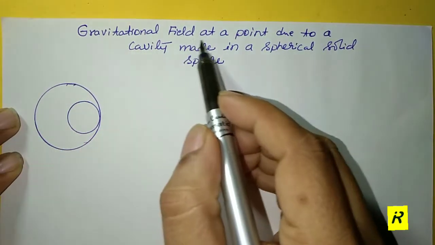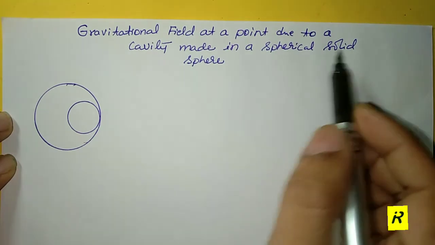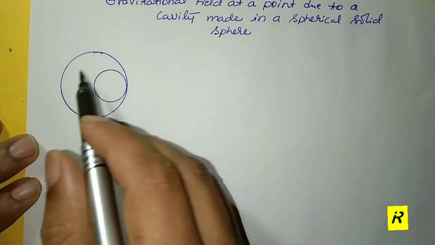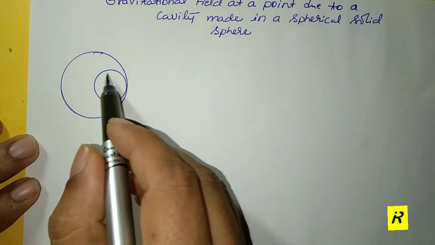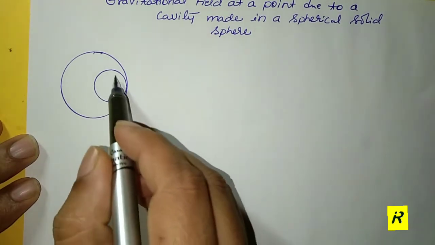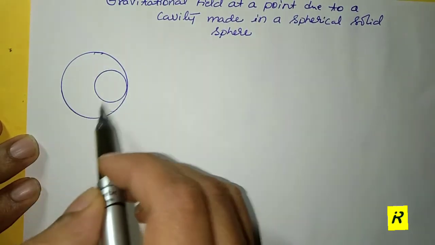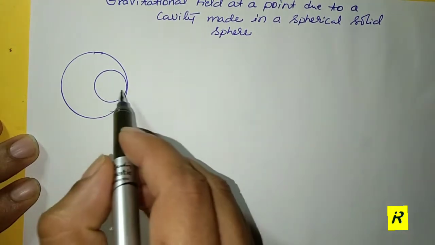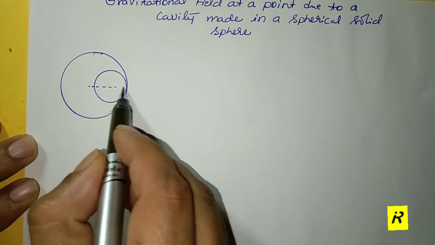It is gravitational field at a point due to a cavity made in a solid sphere. So what we are looking at here is a solid sphere which is made with a cavity. What you are seeing here, this is the cavity. So this whole thing is the solid sphere, and there is a point which is lying just along the axis.